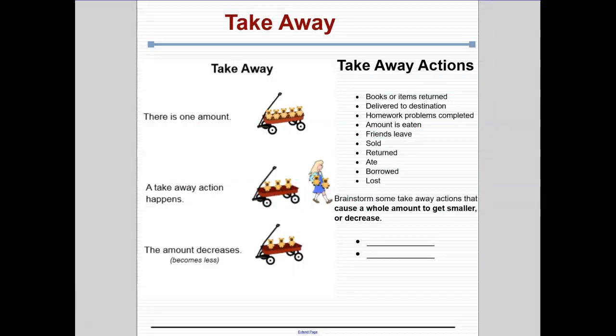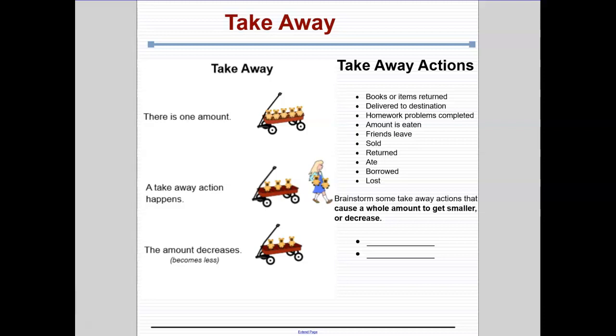Okay, now on your resource, point to the takeaway problem type. For a takeaway problem type, there's a starting amount, and for this one, the starting amount is the whole or total amount. Then a takeaway action happens that causes that big amount to become smaller. Some of it gets taken away. Then the last part is the amount left because the amount decreases.